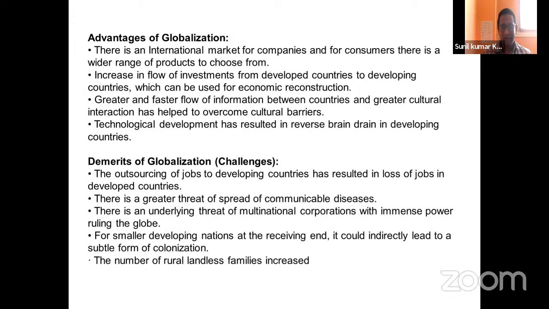For a smaller developing nation at the receiving end, it could indirectly lead to substantial colonization. So this colonization can happen, and the number of rural landless families can increase due to these globalization policies.